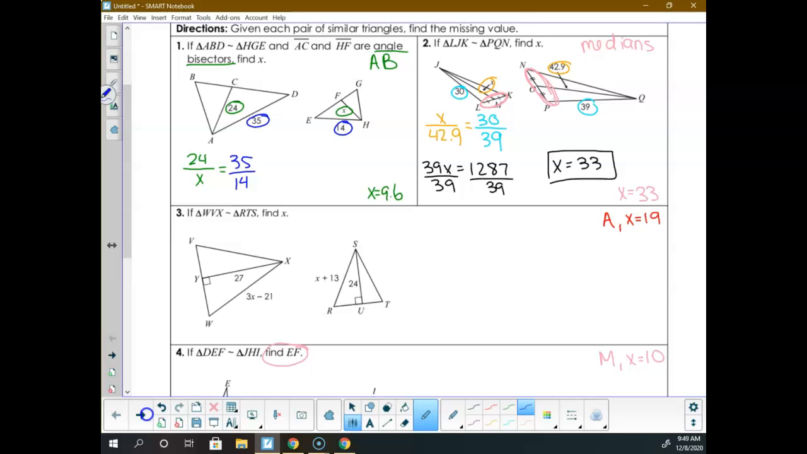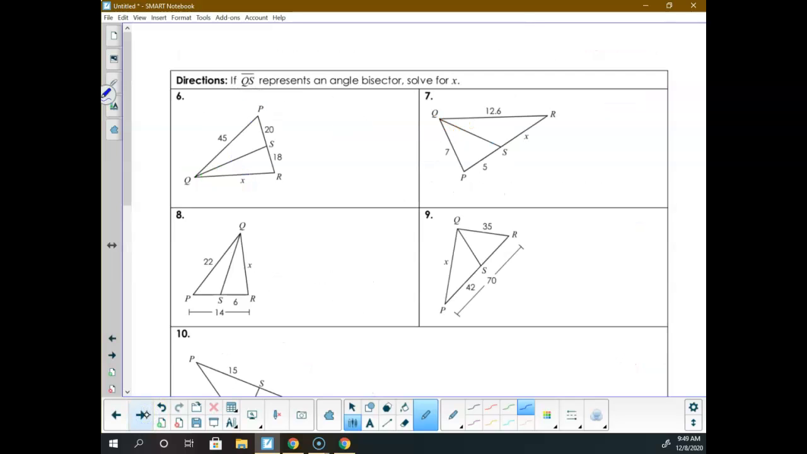Number 8. All right, number 8's back. Now it says QS represents an angle bisector right here for all of these. Okay, so all of these are going to be the same kind of setup. And that setup is normally bottom right over bottom left equals side for the right over side for the left. All right.